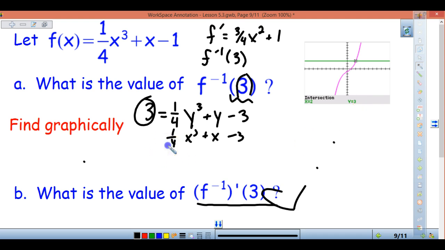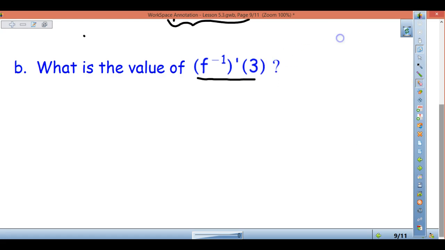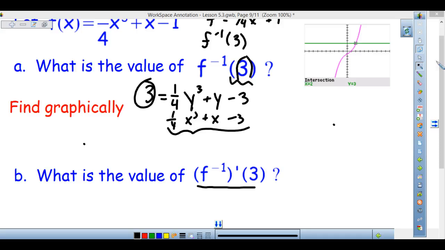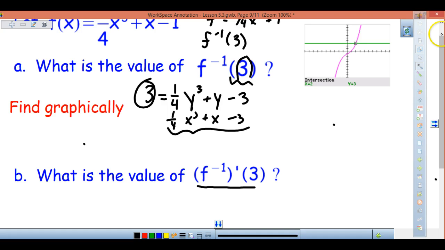So you wouldn't be able to solve this cubic necessarily algebraically. So you would want to use your graphing calculator. On something like the AP test, on a multiple choice question, they would give you a table of values, or it would be on the calculator part of the test. So I graphed the cubic, and I also graphed the line y equals 3. And I found that they intersected at the point (2, 3). So what that means is that f inverse of 3 is equal to 2.